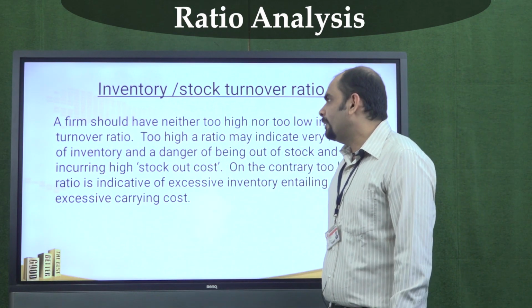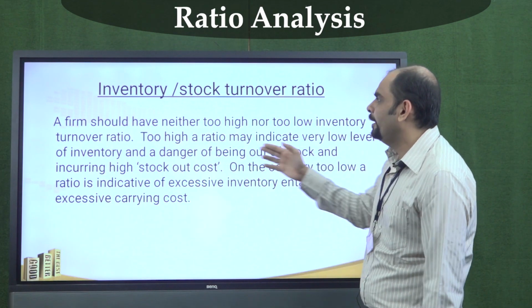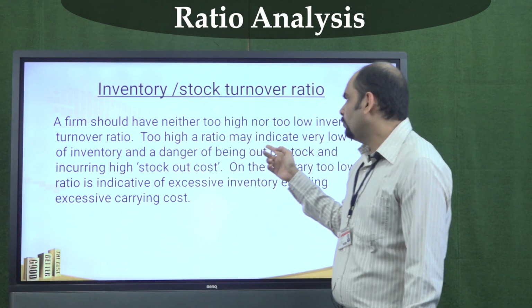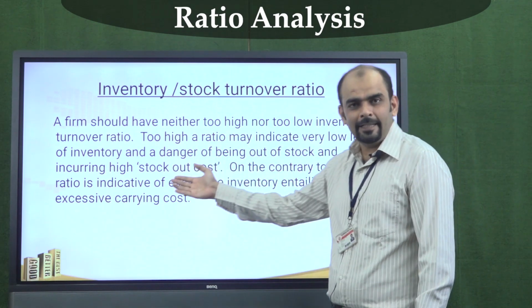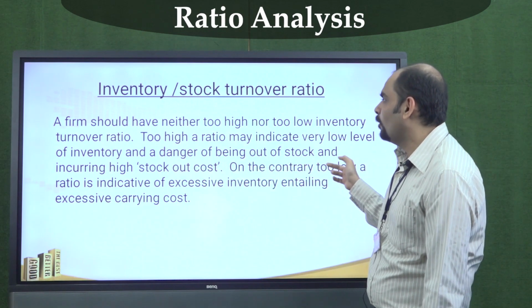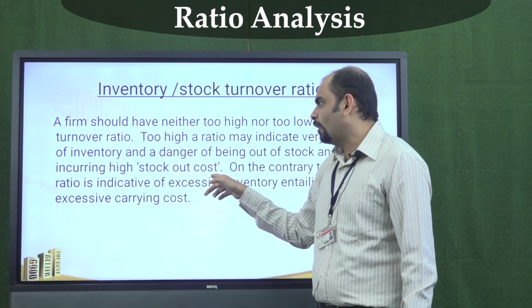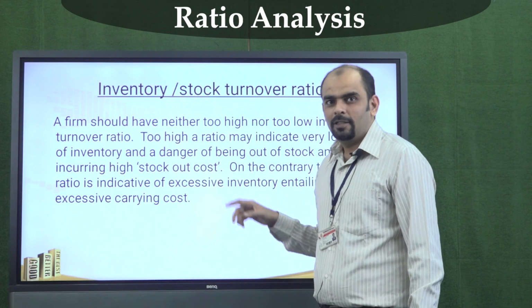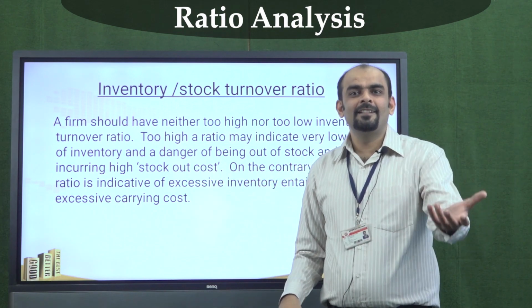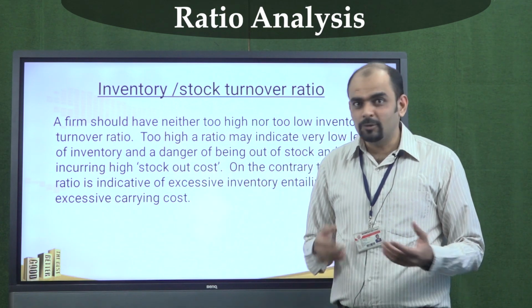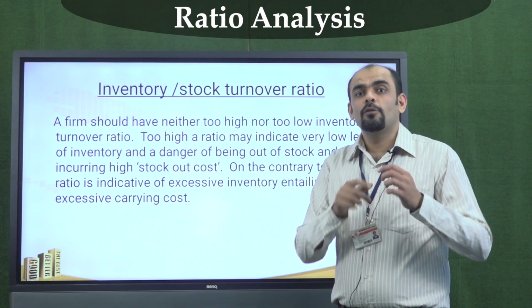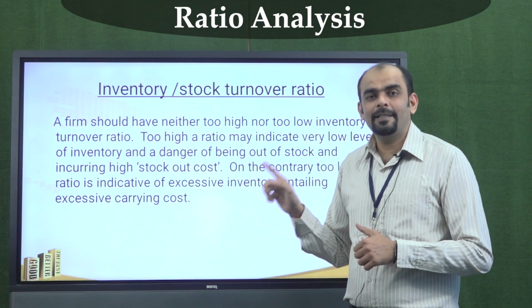A firm should have neither too high nor too low an inventory turnover ratio. Too high a ratio may indicate a very low level of inventory and a danger of being out of stock and incurring a high stock-out cost. It means you don't have inventory and there is a stoppage in the production process, which is going to affect your overall expenses. So you don't want that to happen.